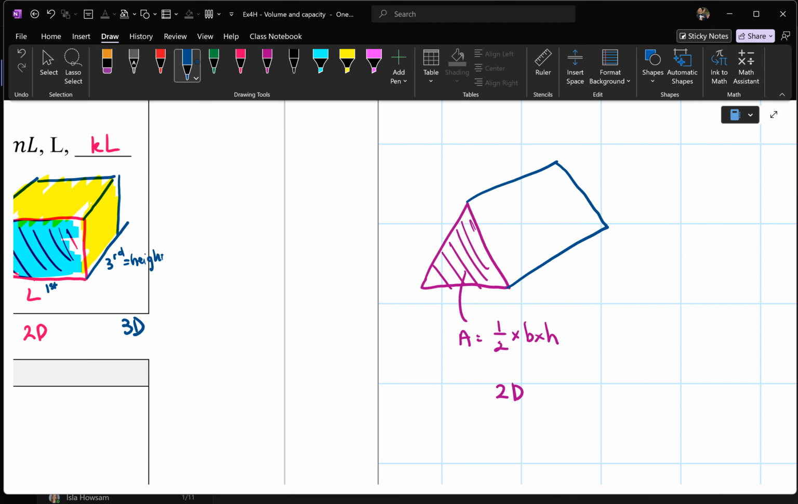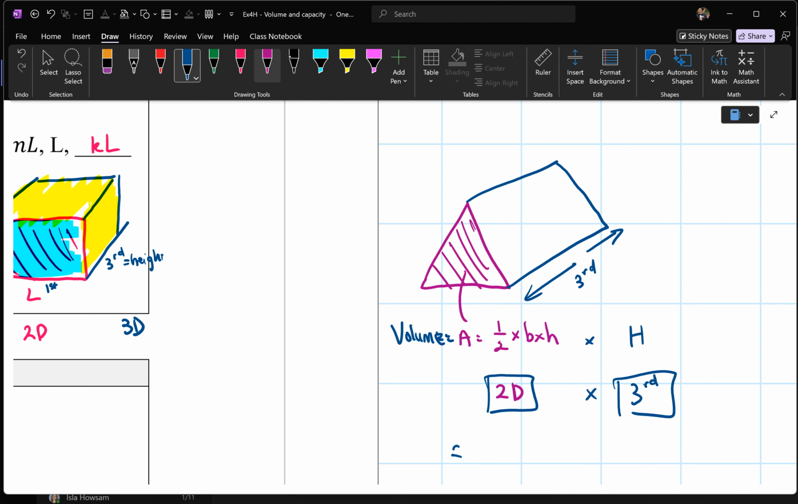So if you want to find the volume, volume will equal the area, which we've got, the 2D, times, well, what's the third dimension? This is the third dimension. Normally they say it's area times the third dimension, which usually they call height.